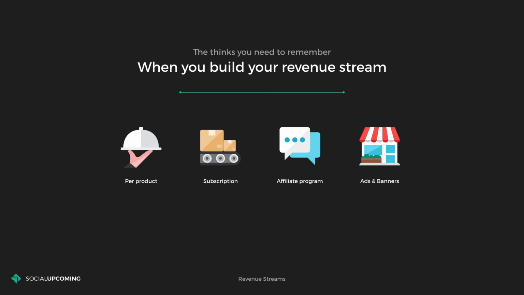So I want you now to think about this. Write them down to get an overview of how you want to lay out your revenue streams. How should you make your money? Should you use the affiliate program model? Should you use ads and banners? And which one is most profitable? Pay per product or paid by subscription?